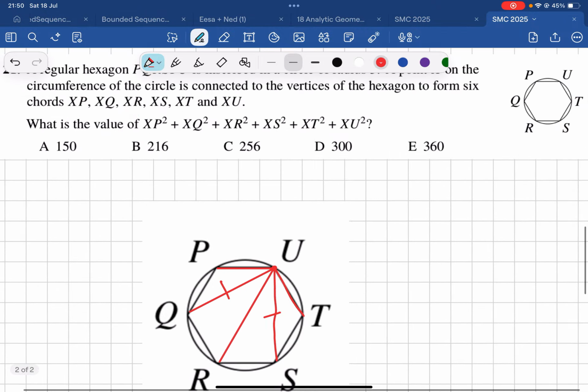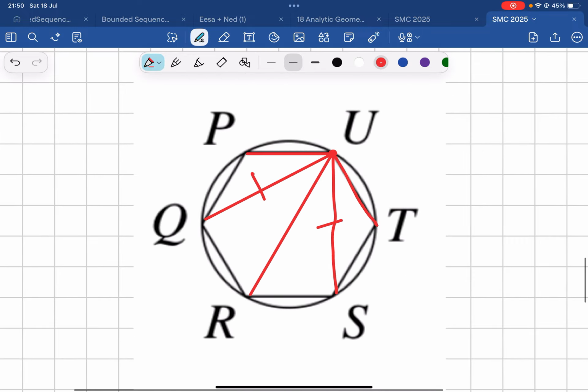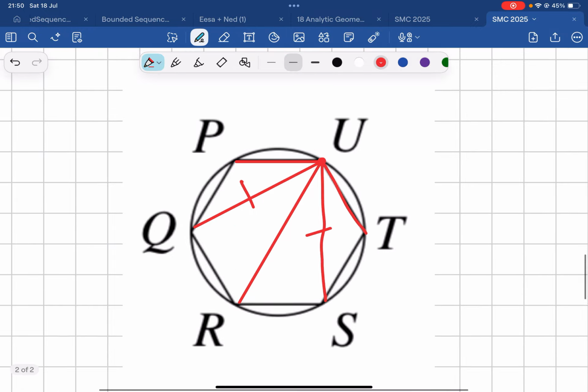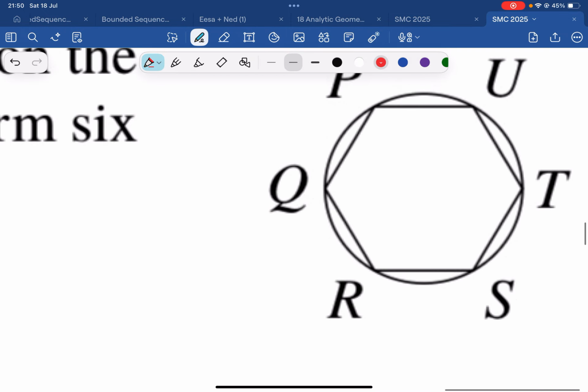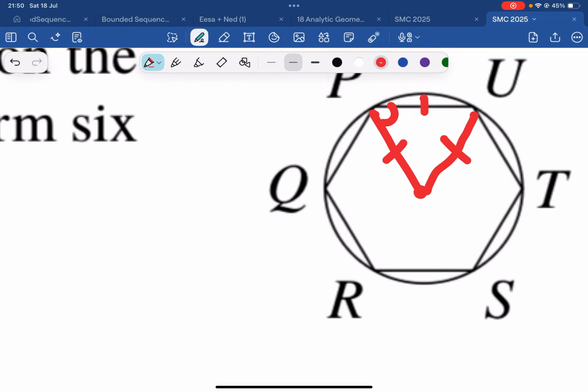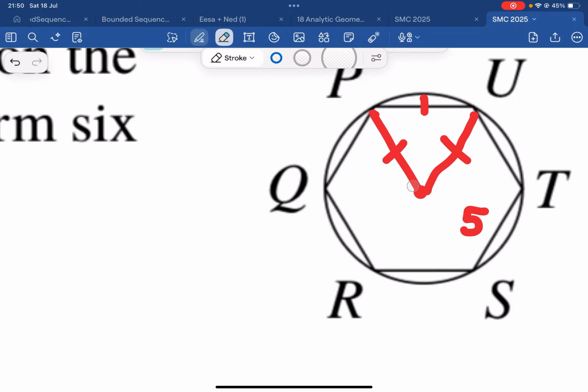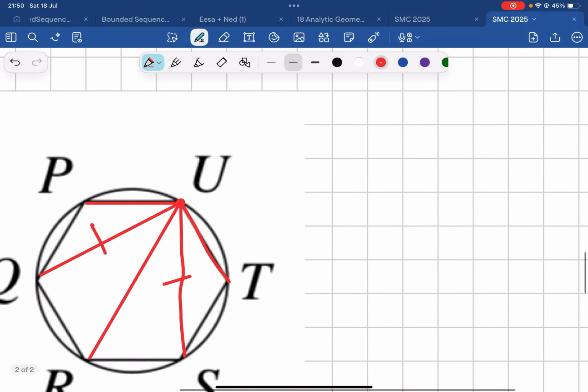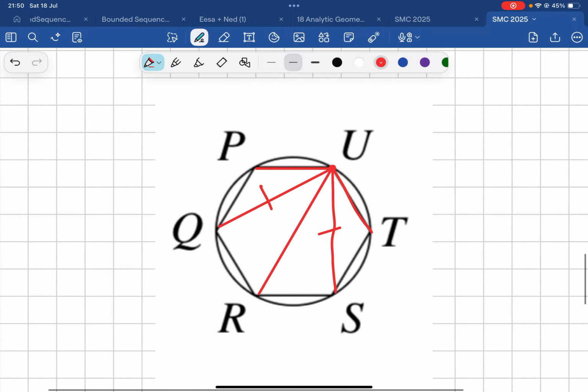Well, if we go back to a hexagon, a hexagon is made up of equilateral triangles. So let's go here, that's the center. So that's the same as that, it's the same as that. These are all 60 degrees. So we can comfortably say that all the side lengths of the hexagon are just 5, as well as the radius. So that's 5, that's 5.